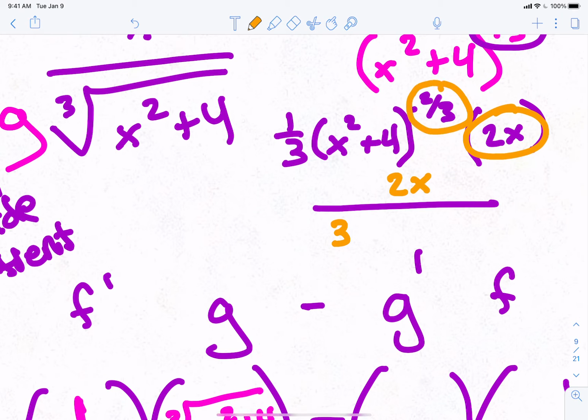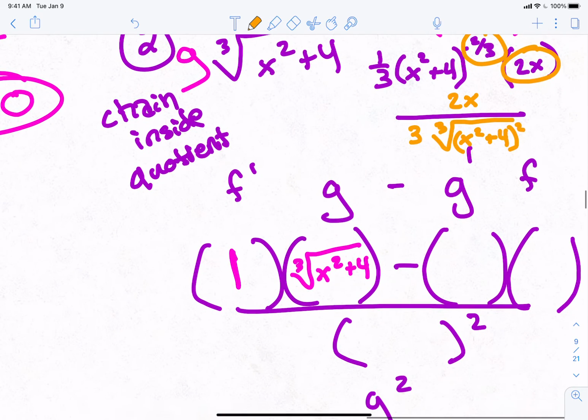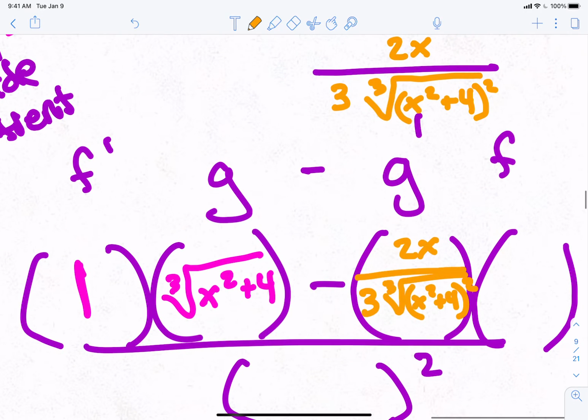And to the 2/3 power, if it's now to the positive 2/3 power, that means cubic root of x squared plus 4, squared on the inside. Okay, that's g prime: 2x over 3 times the cubic root of x squared plus 4, squared. That's what g prime is. I'm just rewriting it.